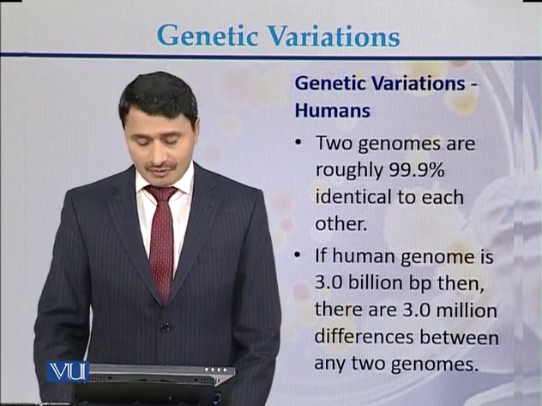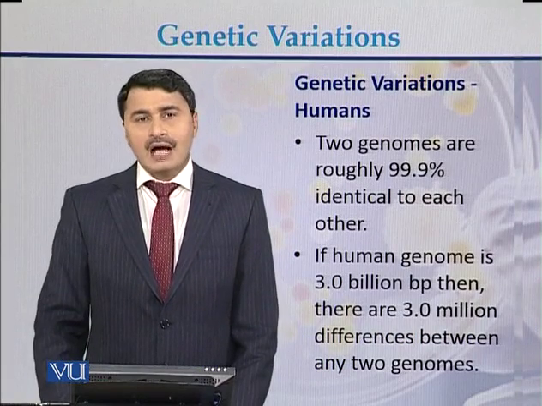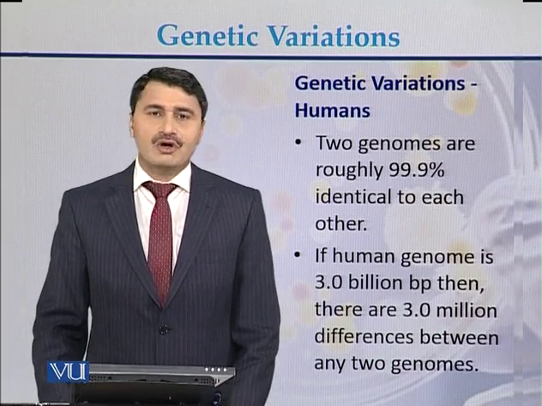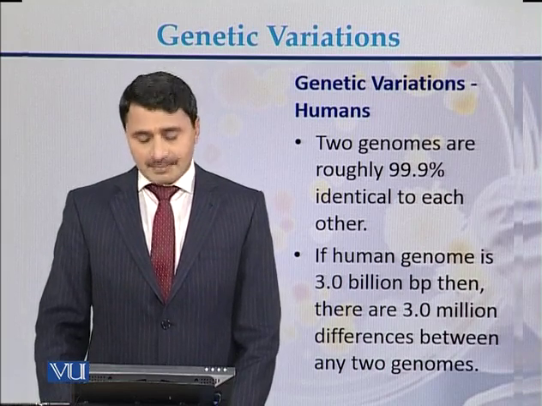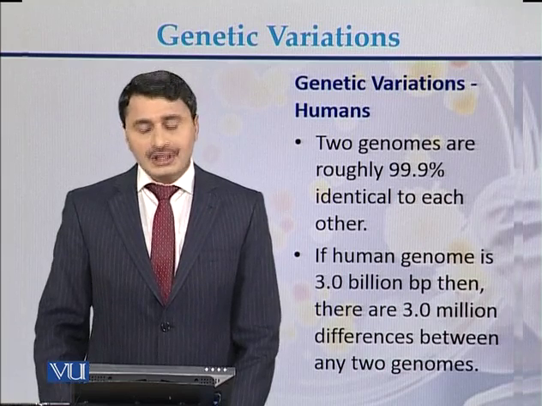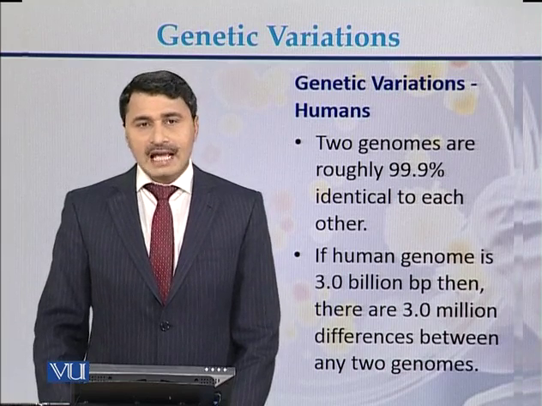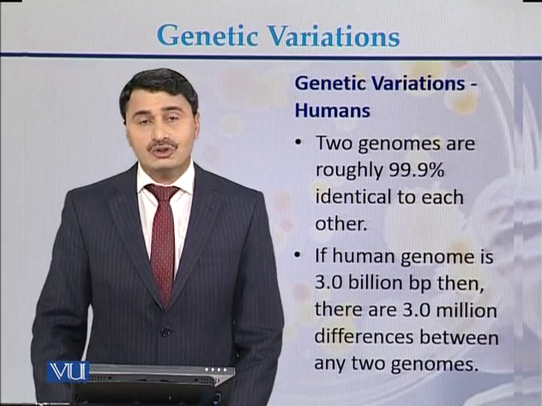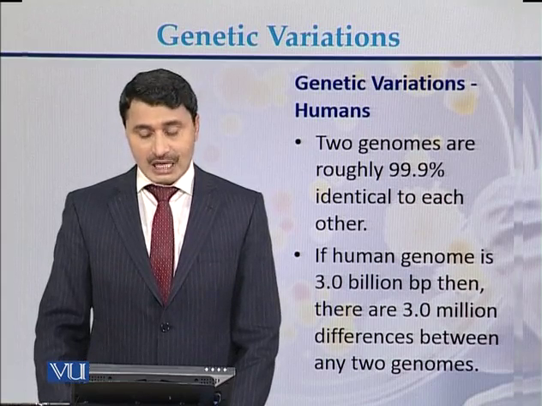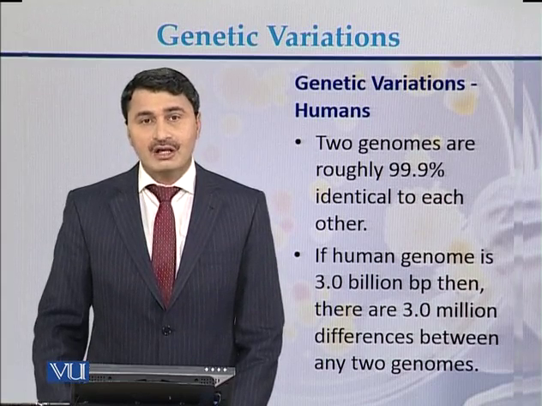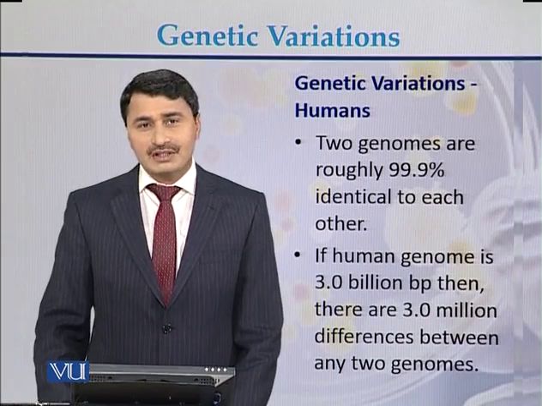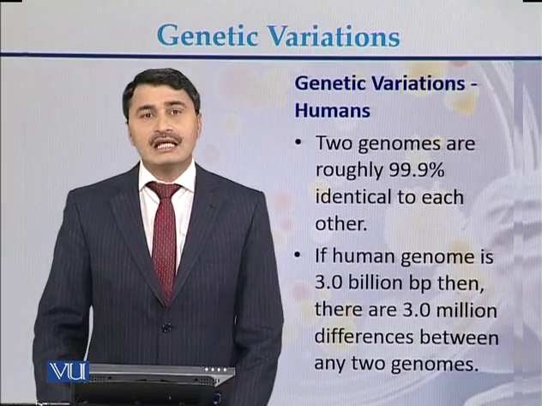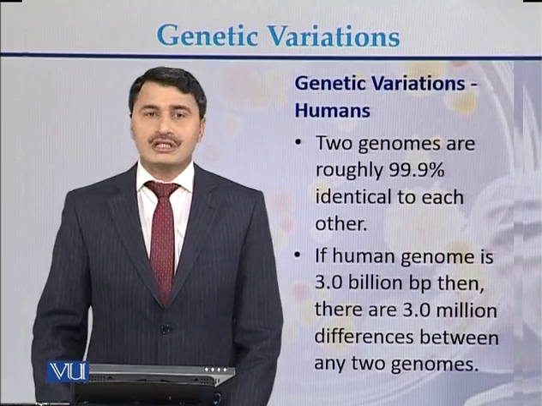Genetic variations in humans. Two genomes are approximately 99.9% similar in humans. If the human genome is 3 billion base pairs, then there are 3 million differences between any 2 genomes. So this is just a difference of 0.1%. Due to a difference of 0.1%, there would be approximately 3 million differences in the genomes of 2 individuals in humans.